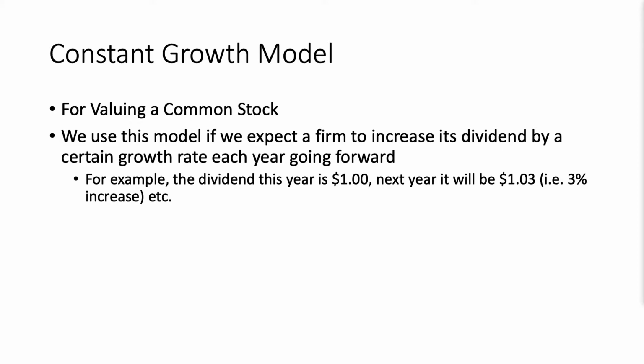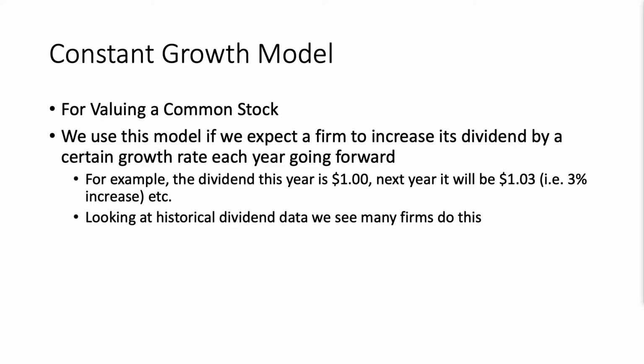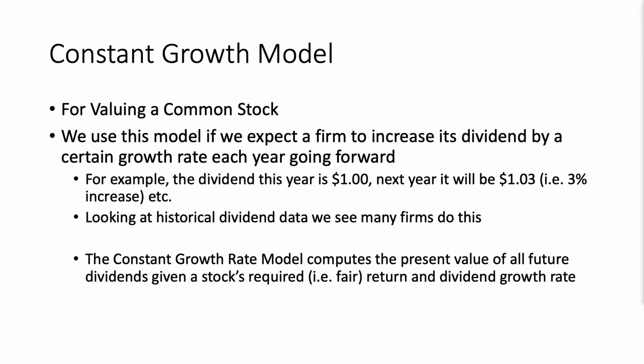So for example, the dividend this year is going to be $1 in 2020. Next year it'll be $1.03. So every year it'll go up by 3%. Looking at historical dividend data, we find that firms actually do that, so this model is very relevant. If we find a firm that increases its dividend at approximately the same growth rate year after year, and we expect it to continue to do that, we'd break out this model to value the stock.